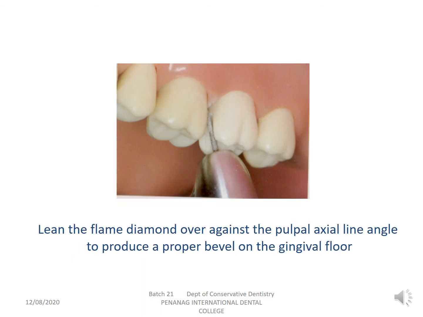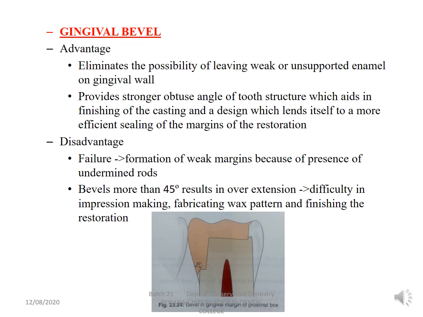To prepare a gingival bevel, lean the flame-shaped instrument over the pulpo-axial line angle to produce a proper bevel on the gingival floor. The gingival bevel provides for a lap sliding fit for your restoration. So let's look at the gingival bevel's advantages and disadvantages. This is a very important aspect usually asked for 2 marks short answer questions, so prepare well for this one.